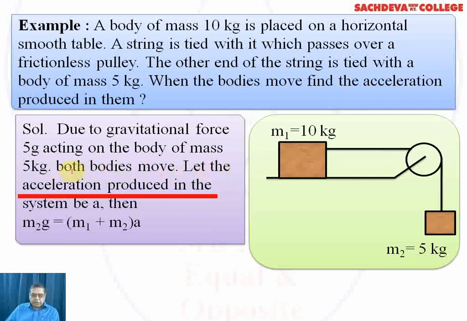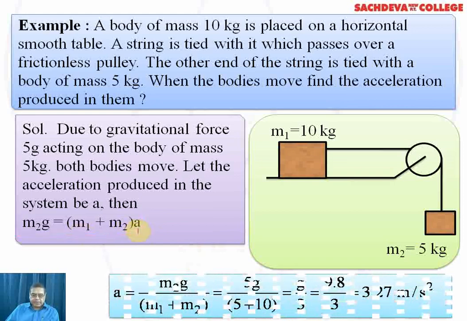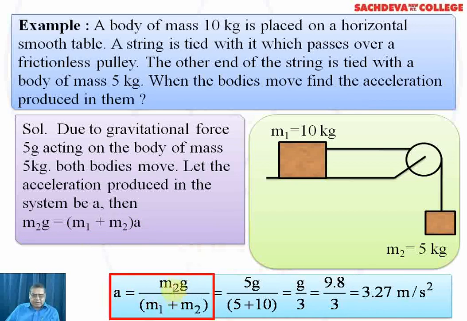Both bodies move. Let the acceleration produced in the system be a. Then m2g, which is the weight of the body of 5 kg, is the force, and force is mass into acceleration. Here the total mass will be m1 plus m2. So we have m2g is equal to m1 plus m2 multiplied by a. Now from this equation, we make a the subject, and a will be calculated as m2g over m1 plus m2.